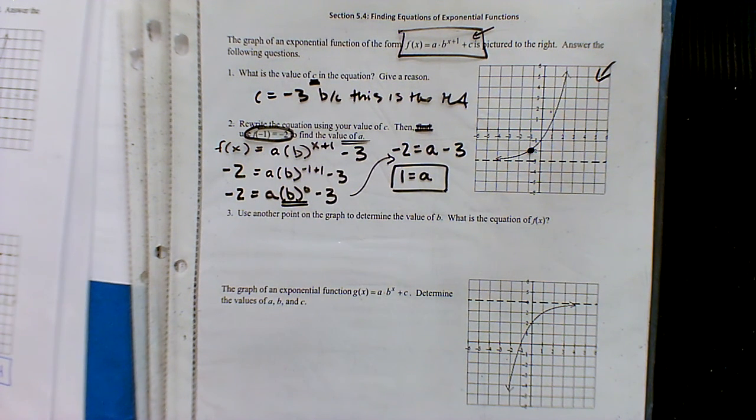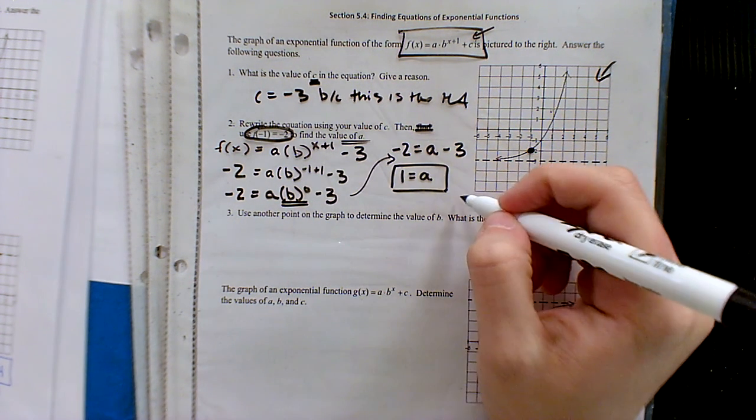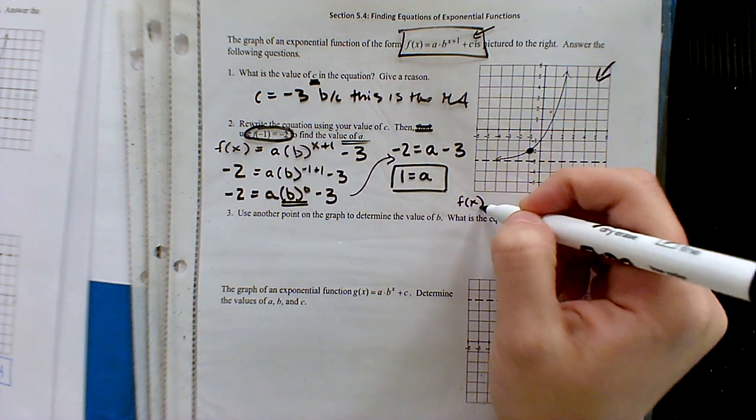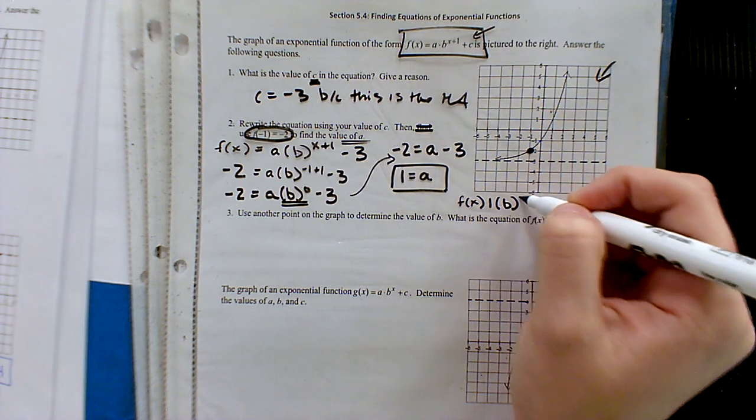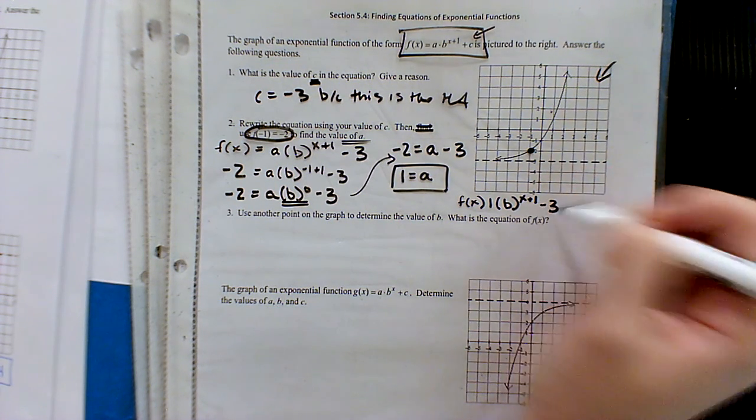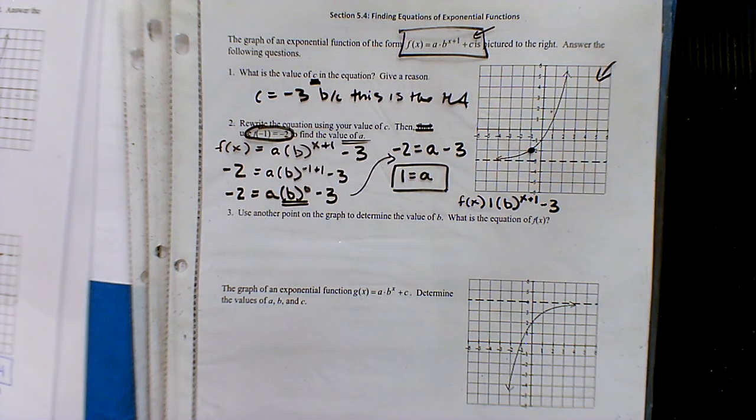Alright, so notice how I figured out another value. I'm going to rewrite the function with that value in it. So we know what C is, we know what A is. Looks like lastly we have to figure out B.